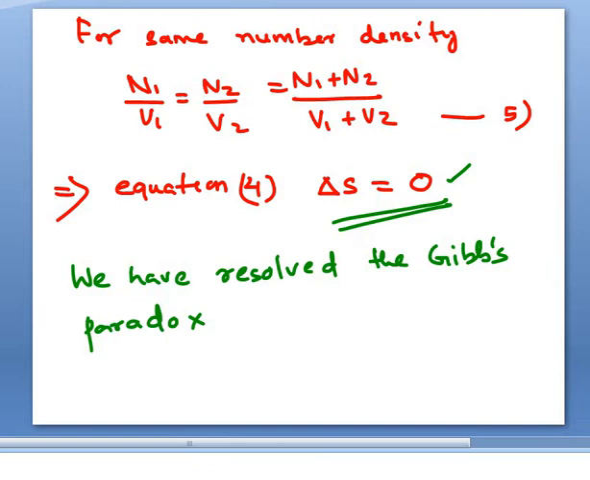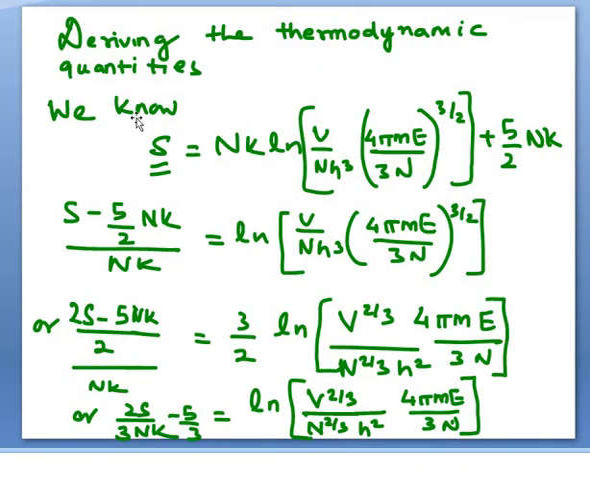Once you have resolved the Gibbs paradox, let us try to derive our standard thermodynamic equations from it to validate that this expression is correct. So we know the new expression comes out to be, we have slightly inserted this whole expression inside these brackets. So the new expression is nk ln v by nh cube, 4 pi me by 3n raised to 3 by 2, plus 5 by 2 nk. So here bring 5 by 2 nk to the left hand side. And so s minus 5 by 2 nk, divided by nk, is ln so and so.